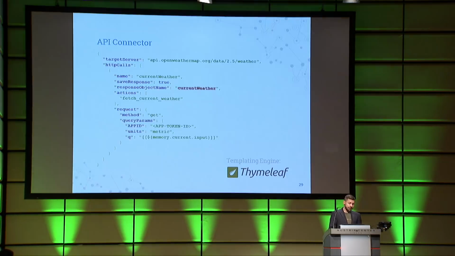And then something else we're going to look at is the response object name. And in that case, we say it's current weather. So the API connector is very powerful, but it has one important limitation. It only works if the answer from the REST API you are using is JSON. So if that's the case, which is most of the time the case these days, we can use this response and then use it in our templating engine further. So in that case, we say save response true, and the line below, response object name, in that case current weather, will be sort of the variable in which this response will be saved.